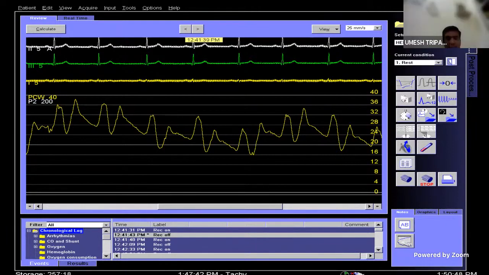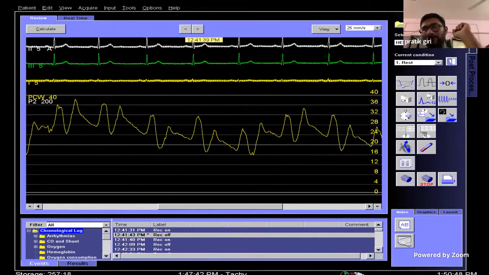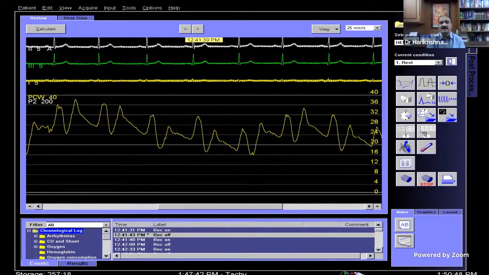Sir, it shows a prominent A wave. Okay. Both waves are actually prominent. We cannot say which wave is prominent, but what is a basic thing? What is the pressure? Actually, what is the level of the pressures? Sir, it's elevated, sir, more around 30. Around 30 or 24, 26. Around 26, you can say. Yes. So it is elevated pulmonary capillary wedge.